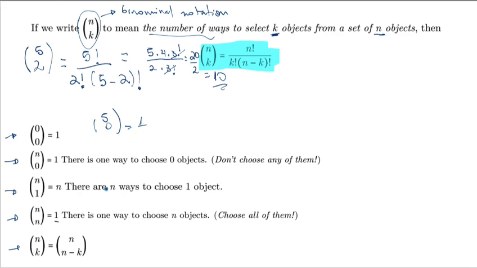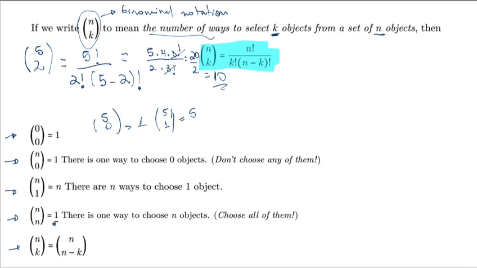Just don't choose anyone. If you're doing n choose 1, it means that you're taking, for example, 5 objects and selecting them into groups of 1s. So, well, there are 5 different ways, right, to group your 5 shoes into groups of 1, right? Just choose one object.